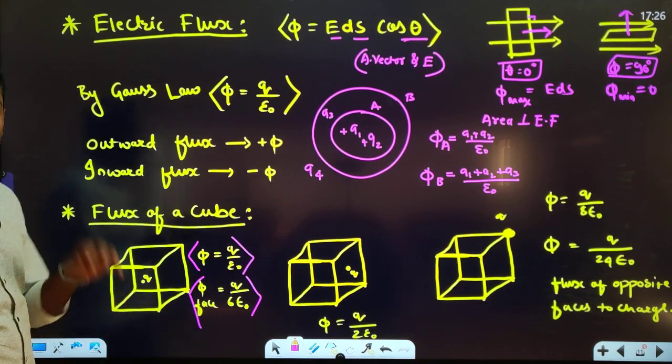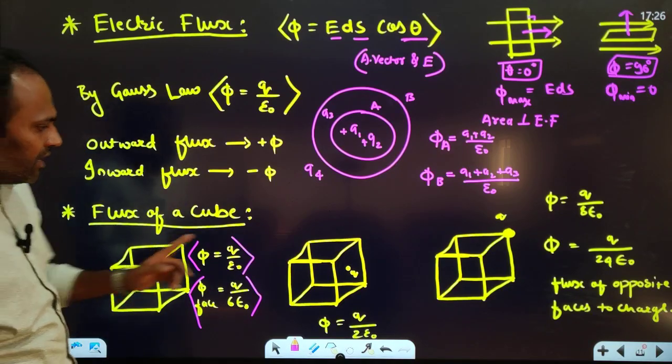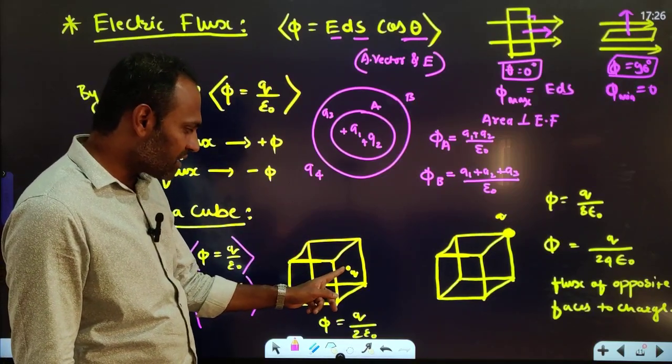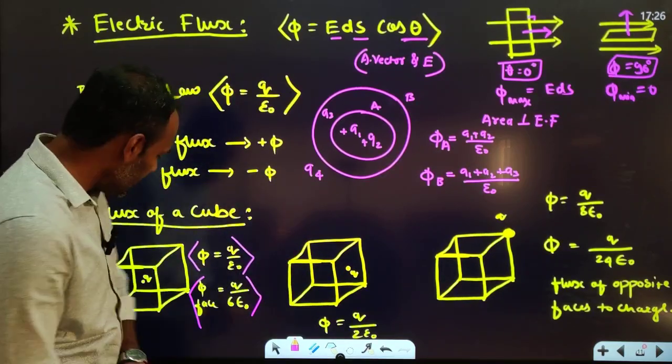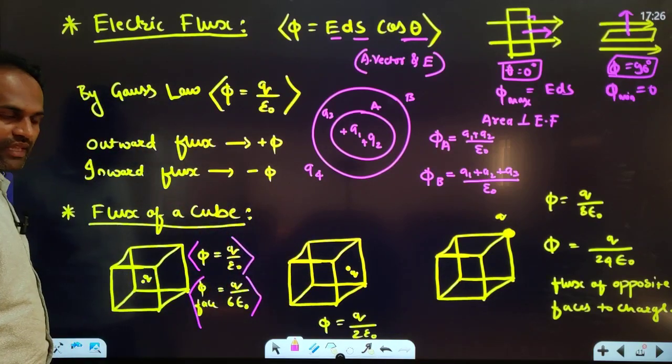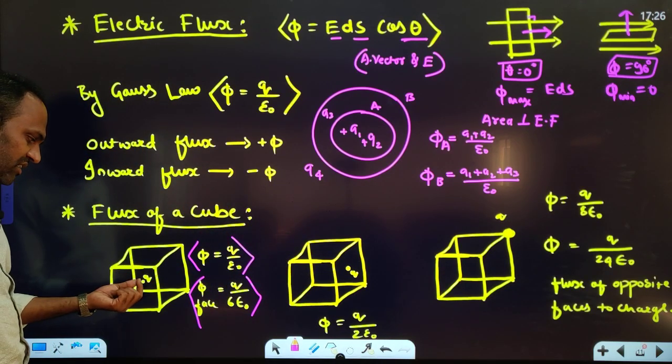Q by 6 epsilon naught is the flux of each face of the cube. Now look here, we have one cube, and we have kept the charge at the center of one face of the cube. Here we had kept the charge at the center of the cube.